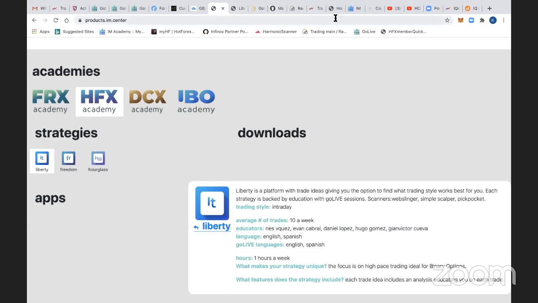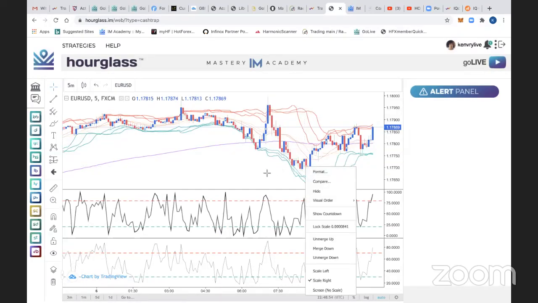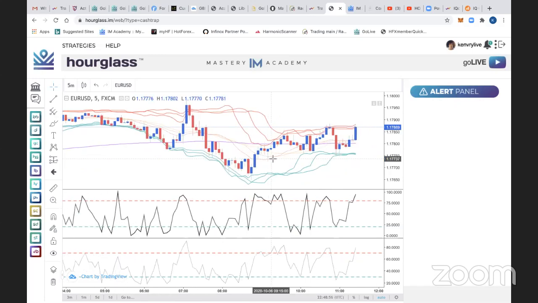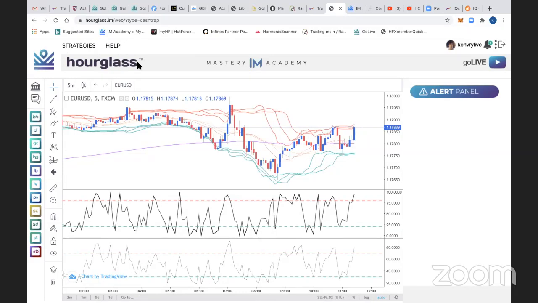So let's say, for instance, just what I did now. Where is the simple scalper? Okay, look at it right now. This is Euro USD. Is this simple scalper? No, this is not simple scalper. This is cash trap. This is hourglass, but it's the same thing. So let's say, oh, this thing has met the parameter. Hourglass is a little different. Hourglass will go straight to telling you where you should enter.